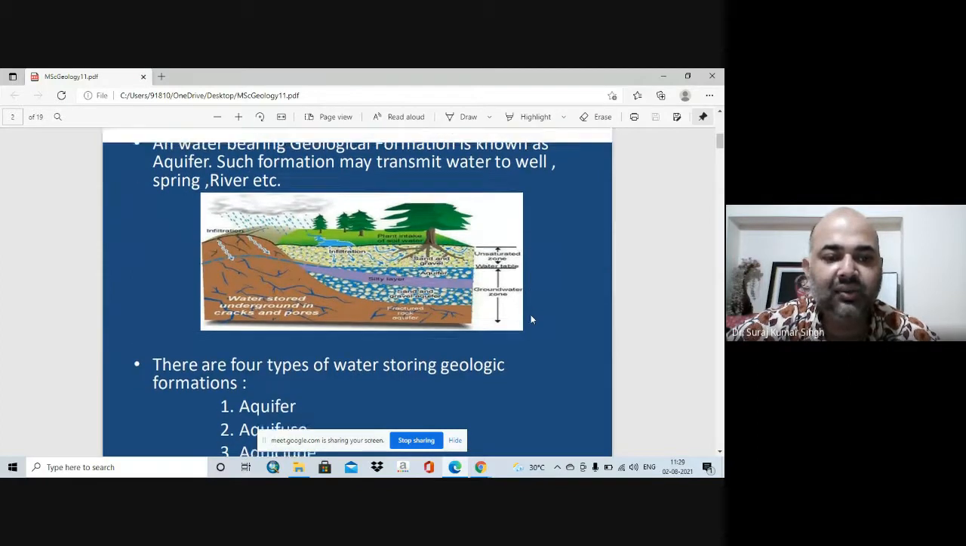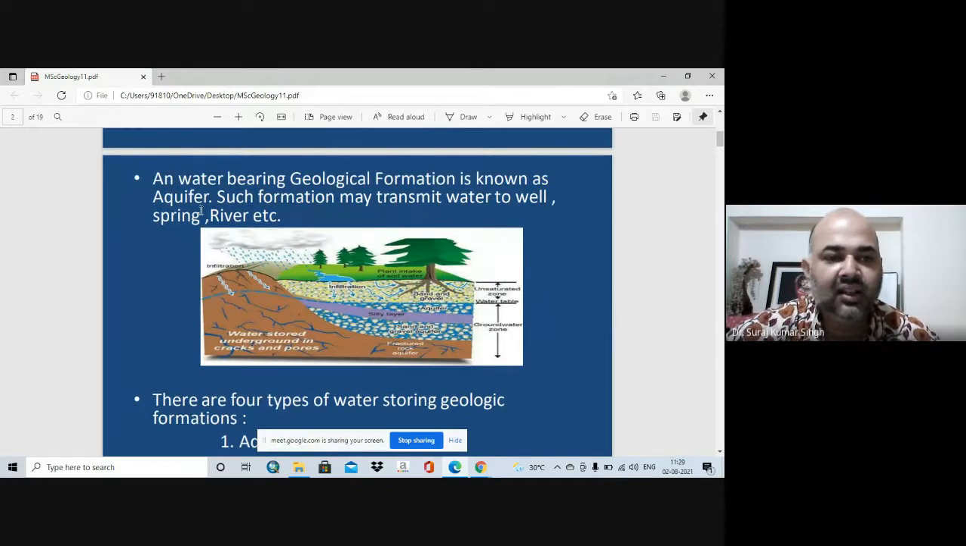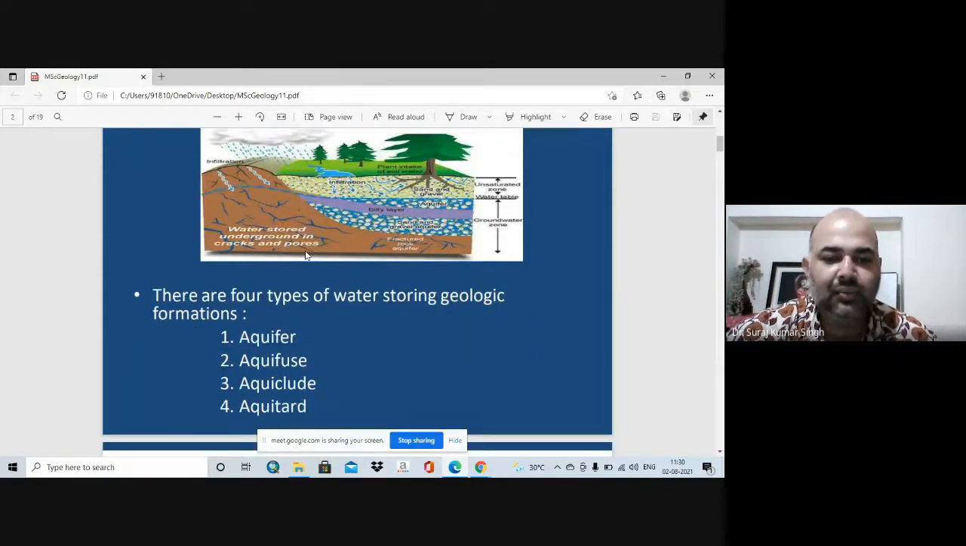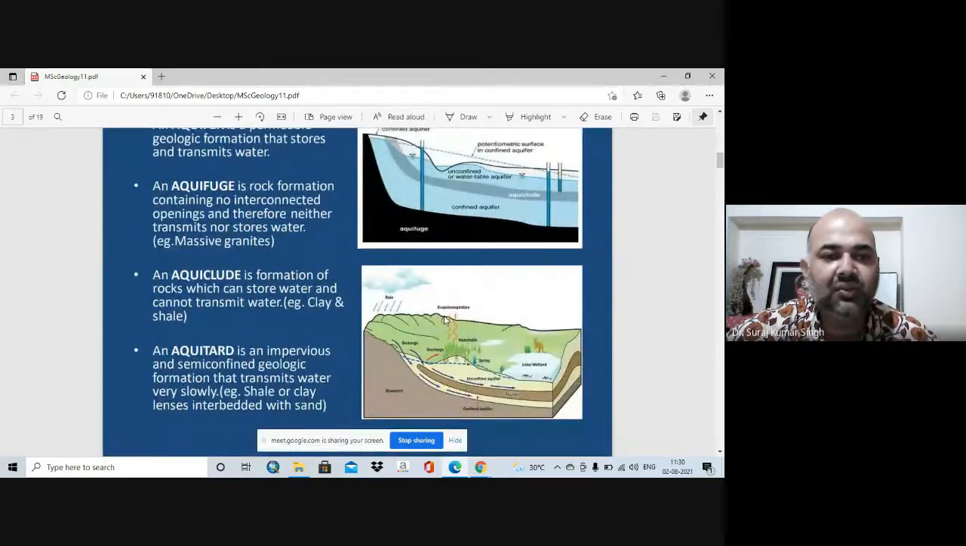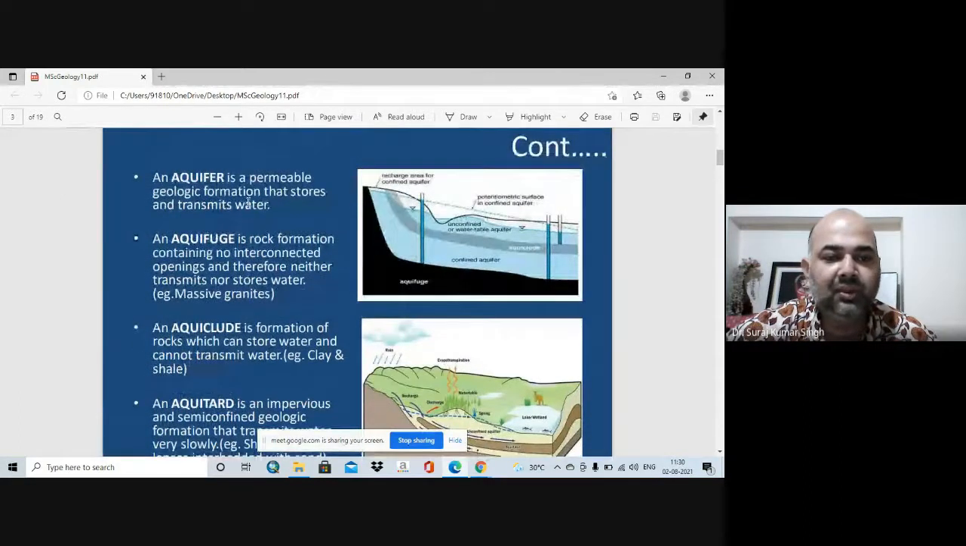As I've already stated, we will be going more into detail on aquifers. What is an aquifer? An aquifer is known as a water-bearing geological formation, such a formation that transmits water to wells, springs and rivers. There are four types of water-storing geological formation: aquifer, aquifuge, aquiclude and aquitard. Whenever you're talking about an aquifer, it is a permeable geological formation that stores and transmits water.